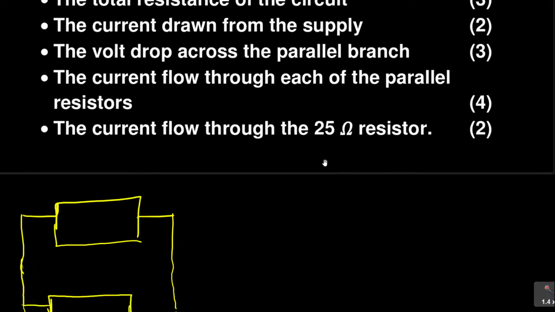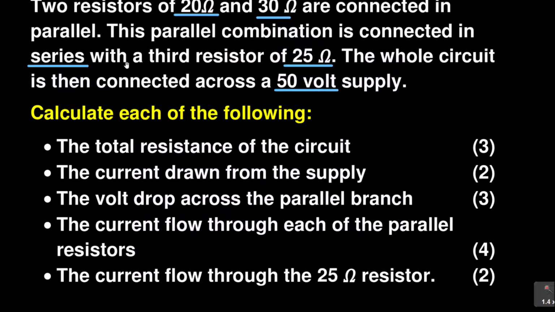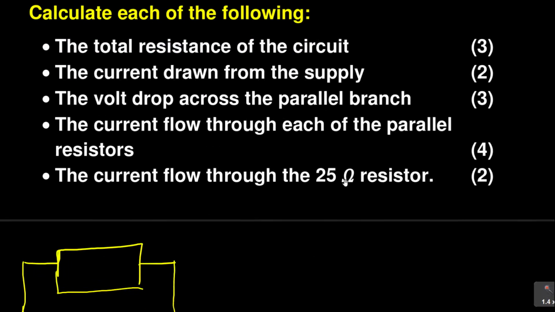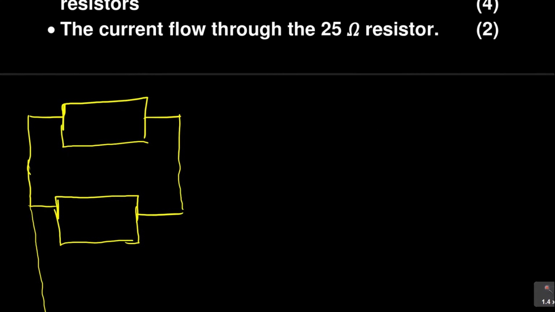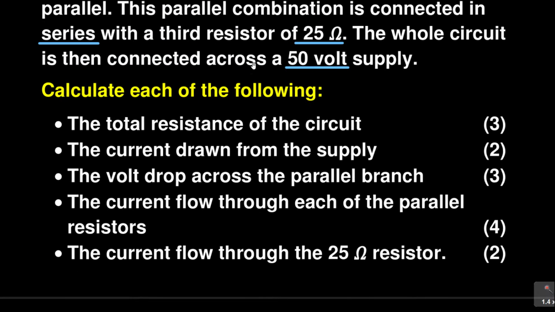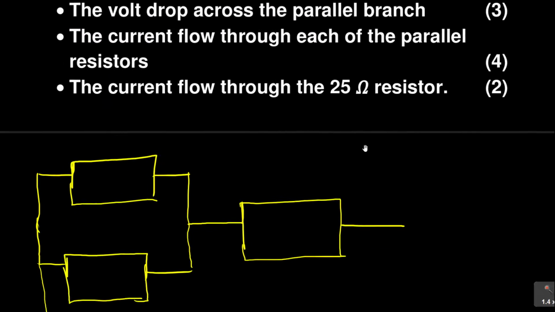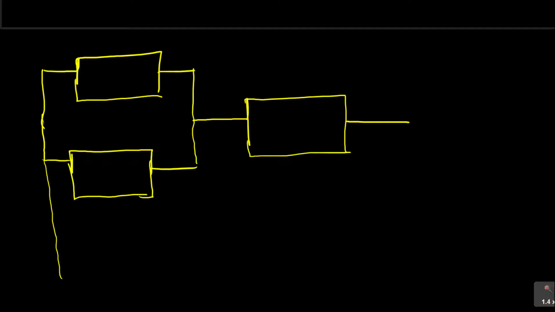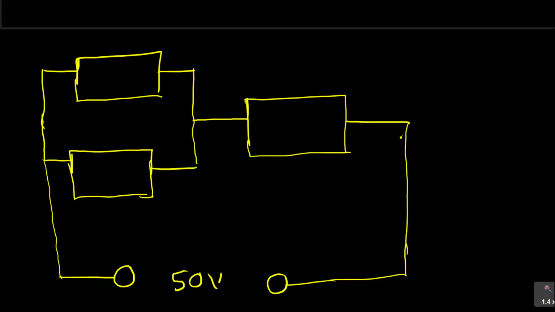And then they are saying these are connected in series with a third resistor of 25 ohms. So you need now to come with a series scenario like this. Do you see that? And from there, they are telling you that this whole thing is connected across a 50 volt supply. So that's what you need to combine this to, a 50 volt supply. So this is our 50 volt.